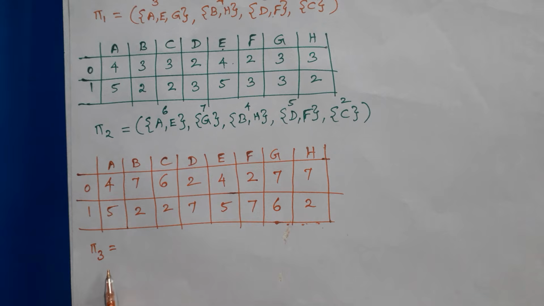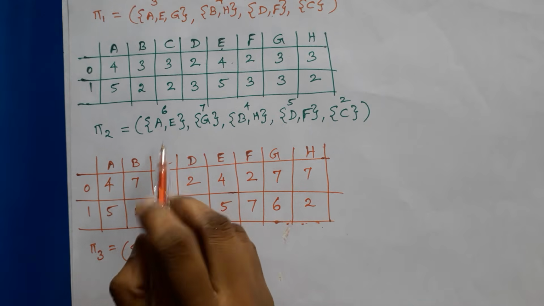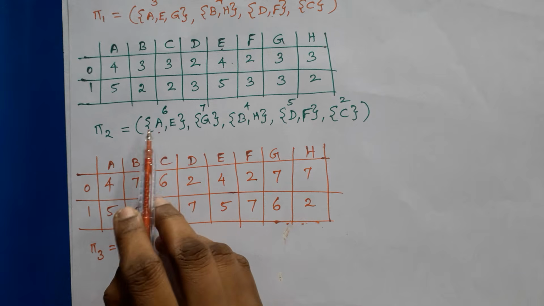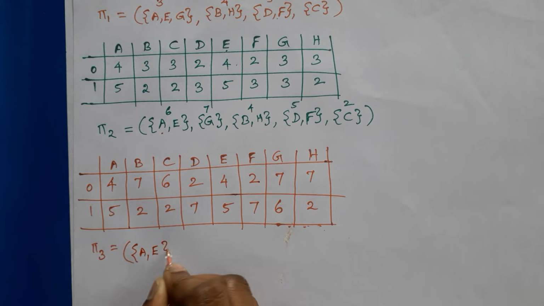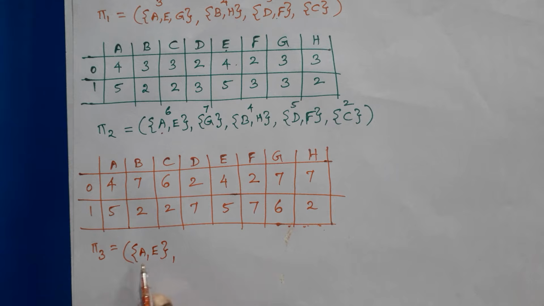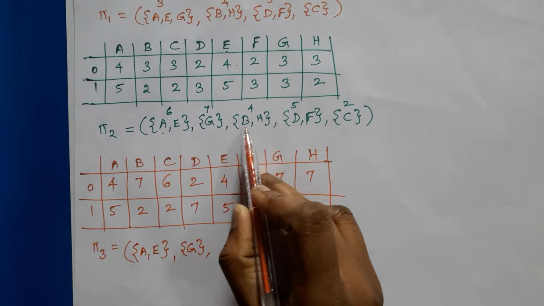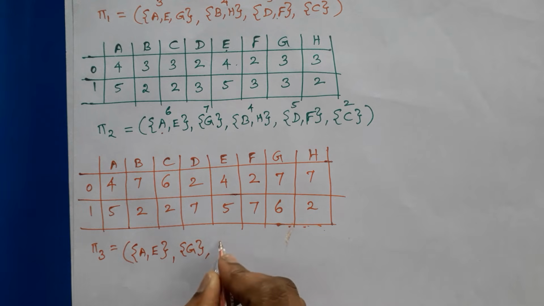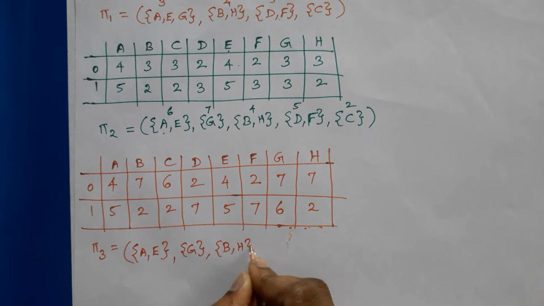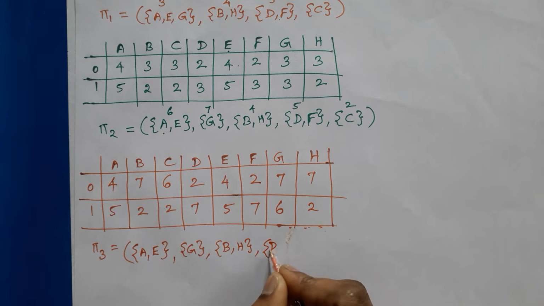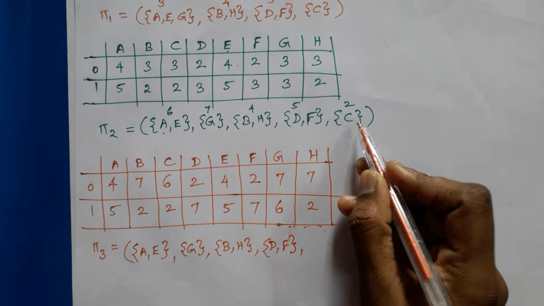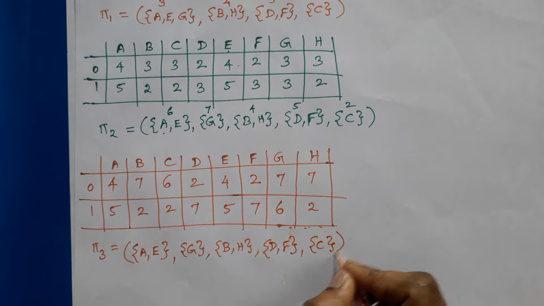So now 5, 3. We have to check whether these groups can be further partitioned. A and E have the same configuration, 4, 5, 4, 5, so we cannot split AE further. A and E are equivalent states. Then G is a single state group. Then BH, 7, 2, 7, 2, so B and H are equivalent. Then D and F, 2, 7, 2, 7, so D and F are also equivalent. Then C is a single state group.